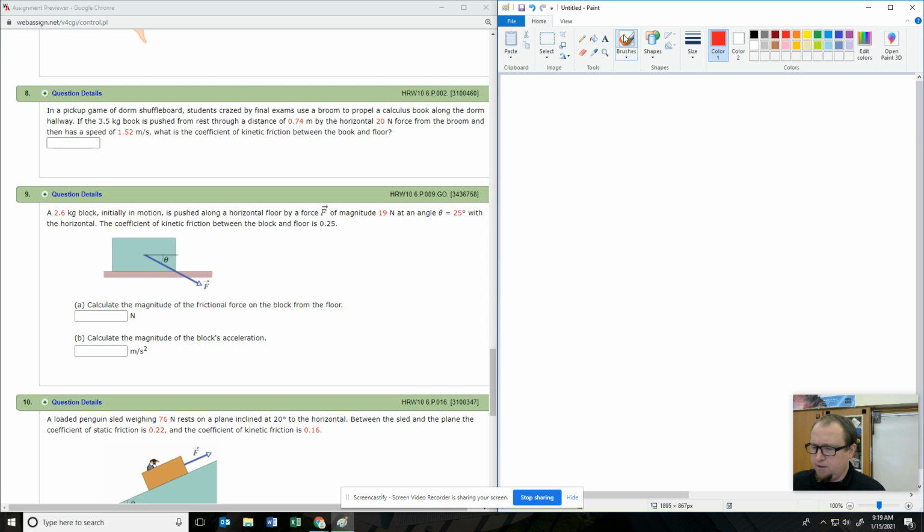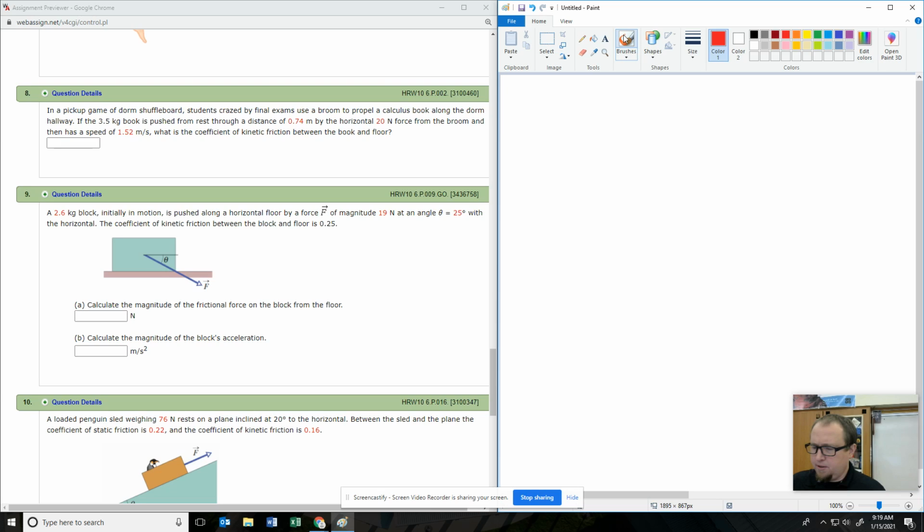Whoo! We've got ourselves a problem, people. Literally, we have a problem. So let's start with what we know. Person pushes with 20 newtons. There's a normal force and a weight force. This is a picture of just the 3.5 kilogram mass. There's also going to be friction.